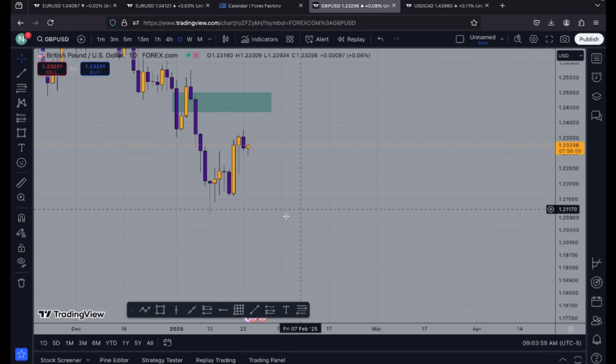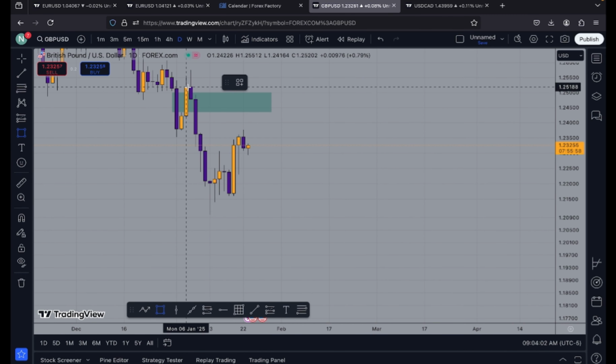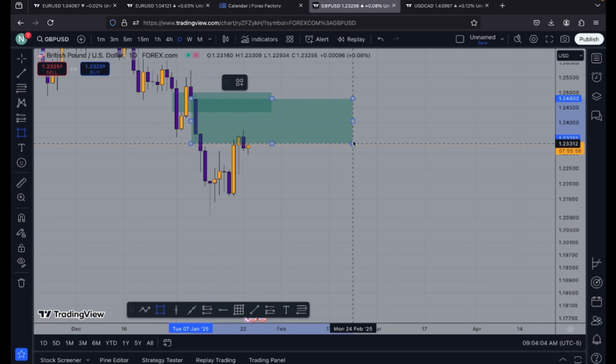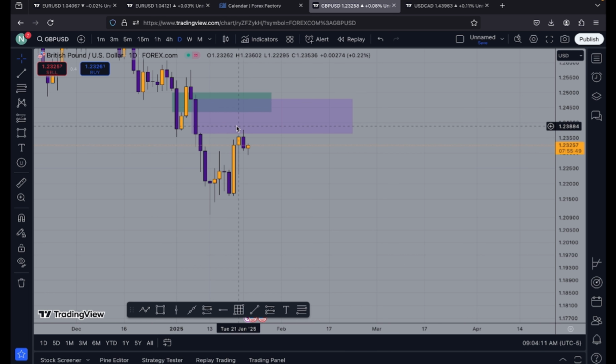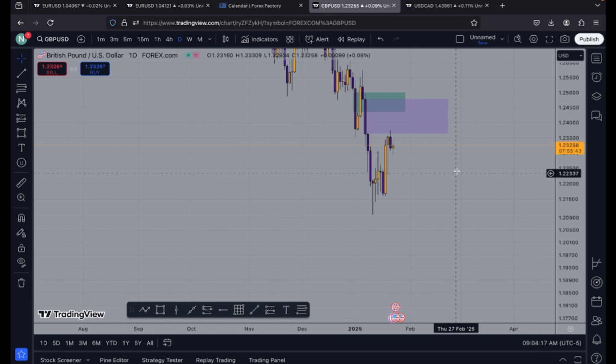Do we have another fair value gap? Yeah, we actually do. Price came back to it. What's happening? Seems like we are going down, right? It's always going to happen until we have a shift in market structure, and we'll get to all that.